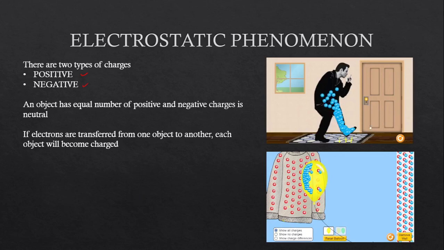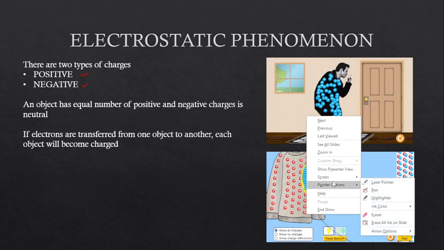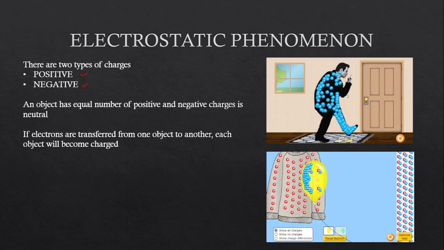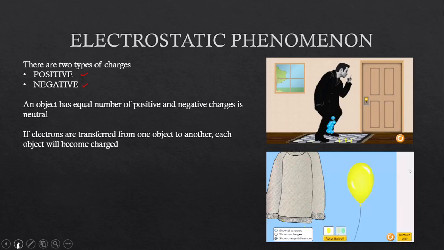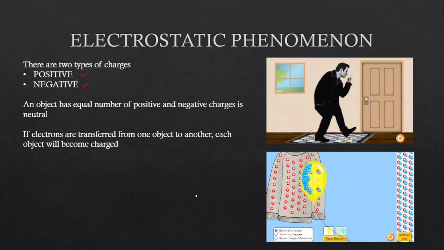Similar to that, we have one more example here. We have a balloon and we have rubbed it over a sweater, and the balloon gets negatively charged. When I place the balloon somewhere away, it will get attracted towards the sweater. But when I take the same balloon and keep it near a wall, the electrons in the wall will get repelled, whereas the balloon is still getting attracted towards the sweater.